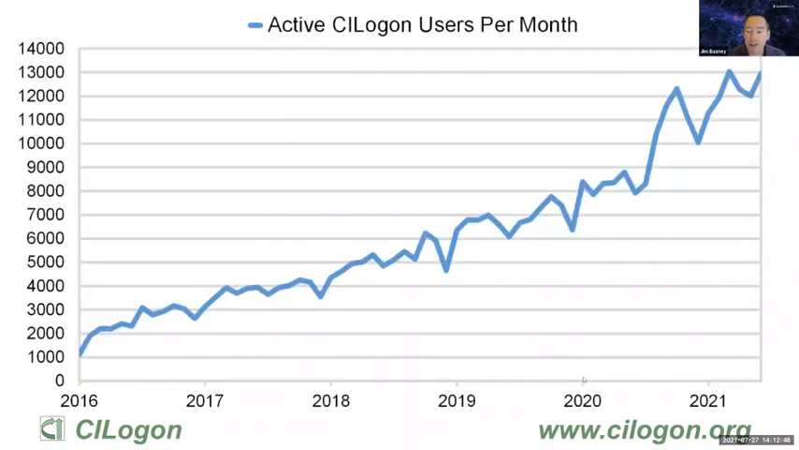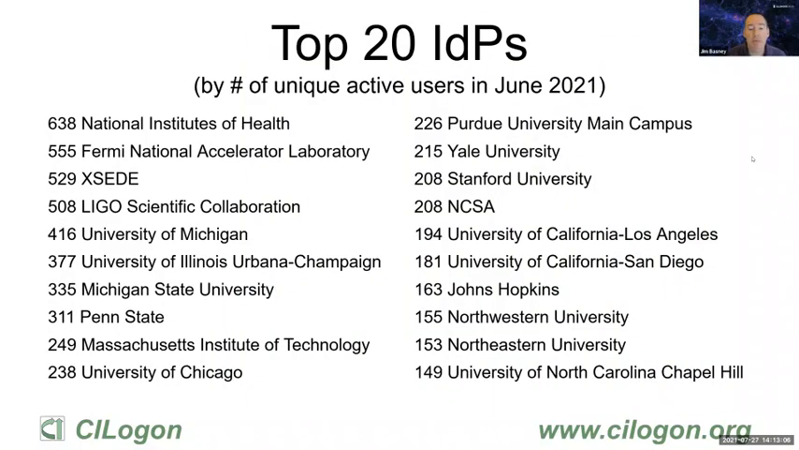So over the years, we see growth and use of the platform. So lately we're seeing over 12,000 active users per month on the platform, with some seasonal dips in December each year, but it's nice to see continued growth of active use of the platform.